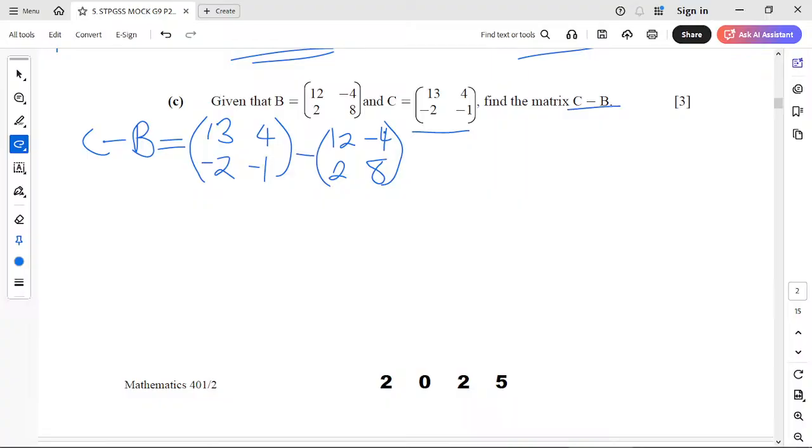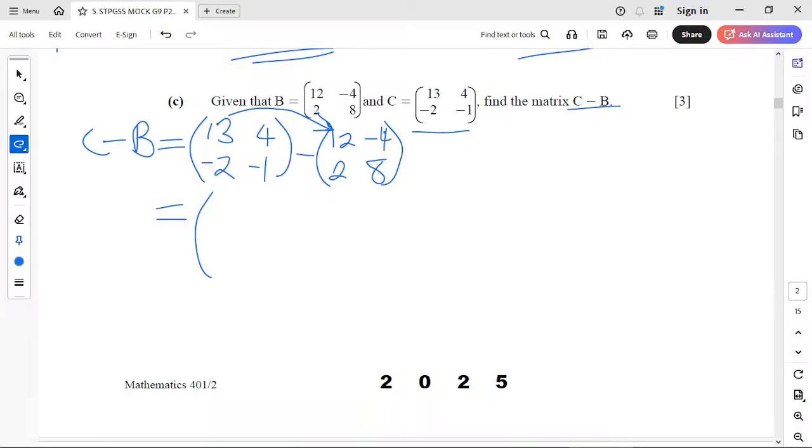So how do we work out that one? What we do is, when you're subtracting matrices, the corresponding elements are the ones that you find the difference. The corresponding elements are those elements that are occupying similar positions in different matrices. So we have 13 which occupies the similar position as 12. So the corresponding element of 13 is 12.